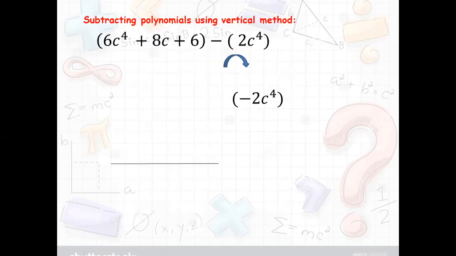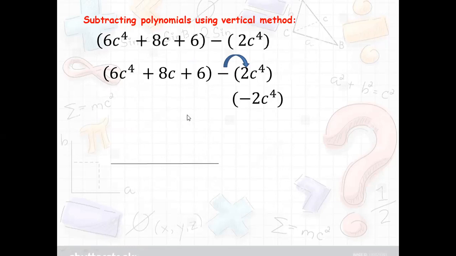Okay, the next question says 6c to the power of 4 plus 8c plus 6 minus 2c to the power of 4. Now, as usual, what I always say is always take care of the negative sign, because you need to multiply what's inside the parenthesis. So negative 1 multiplied by 2 will give you a negative 2c to the power of 4. This rule is critical when it's subtraction. Okay, so there is nothing to simplify here, as all of them are different terms, they are unlike terms.